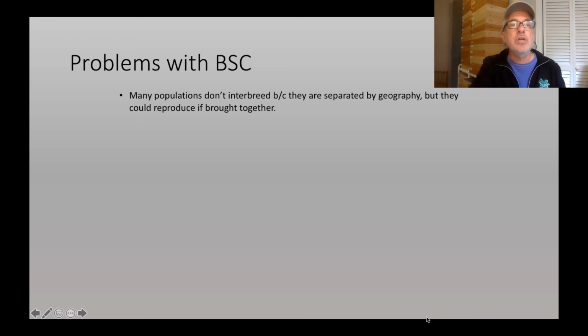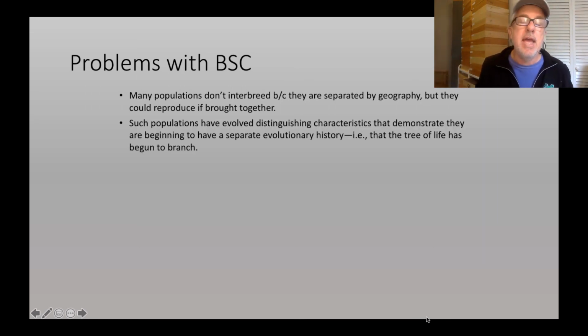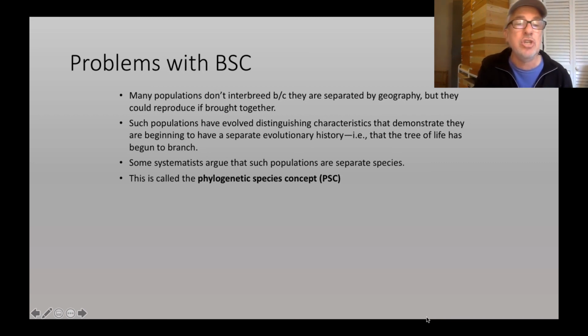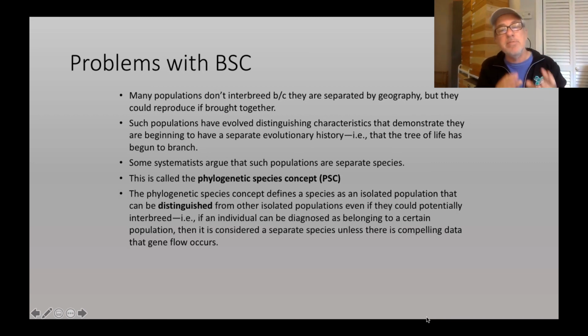Some of the problems with the BSC is many populations don't interbreed because they are separated by geography, but they could reproduce if brought together. In many cases, these populations have evolved distinguishing characters that demonstrate they are beginning to have separate evolutionary histories, and that the tree of life has begun to branch. And so many systematists now argue that such populations are in fact separate species, and they call this the phylogenetic species concept. The phylogenetic species concept defines a species as an isolated population that can be distinguished from other isolated populations, even if they could potentially interbreed.